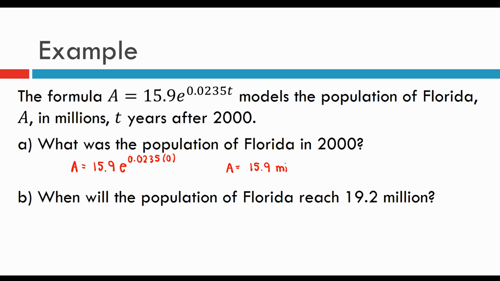And remember, A is in millions. So that's my starting point. In 2000, there are 15.9 million people.